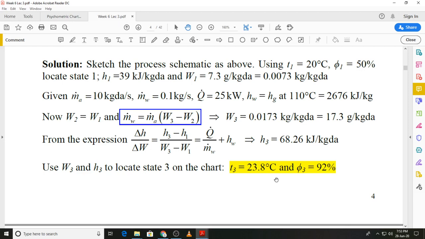That is all for this lecture, and we will continue with the remaining processes, of which there are only two now. One is cooling and dehumidification, and the other is heating and dehumidification. These I will start with in the next lecture, and once we have gone through these, we will have covered the desired range of processes that are of significance to us when we study air conditioning.